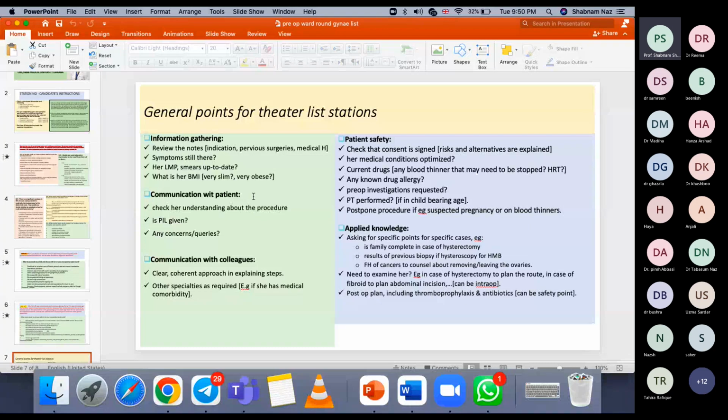Communication with the patient: check her understanding about the procedure, is the patient information leaflet given, any concerns, any queries. Communication with your colleague: clear, coherent approach in explaining steps, other specialties are required if she has any medical comorbidity. Patient safety: check the consent, risk and alternatives should be explained. Her medical condition should be optimized. Current medication should be stopped. Check for any drug allergy, preoperative investigations, pregnancy test performed.